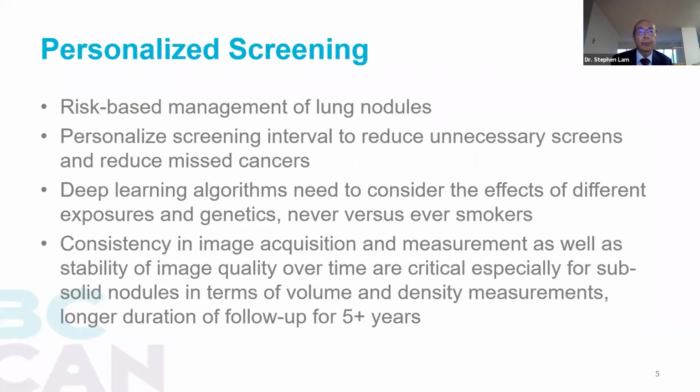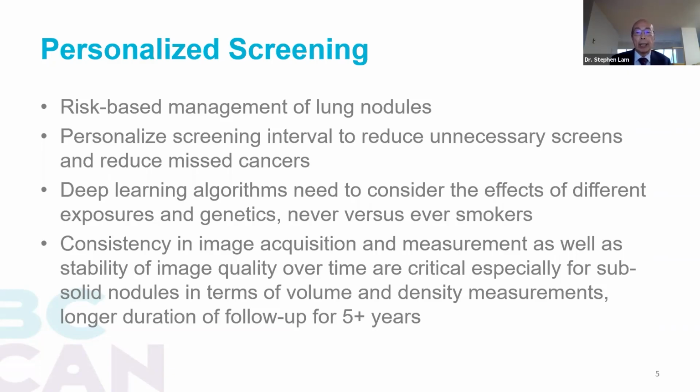Next slide, please. So we all talk about personalized screening. We want to look at the risk-based management of lung nodules. We want to personalize the screening interval to reduce unnecessary screens and reduce missed cancers. But to develop this deep learning algorithm, we need to consider the effect of different exposures and genetics, and people who never smoked versus people who have ever smoked. They need different backgrounds.